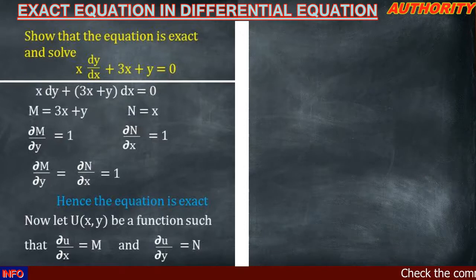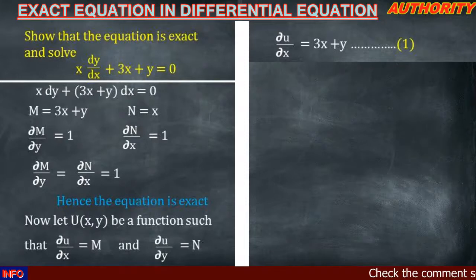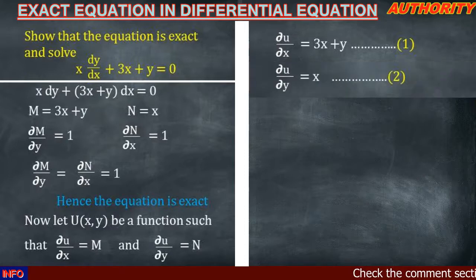Okay, good. But from the beginning, we said that M is equal to 3x plus y and N is equal to x. So we are going to replace M and N with their values. The partial derivative of u with respect to x equal to M; in place of M, we replace it with 3x plus y. Let's call this equation 1. And the partial derivative of u with respect to y, which is equal to N; in place of N, let's replace it with x. So the partial derivative of u with respect to y is equal to x. Let's call this equation 2.